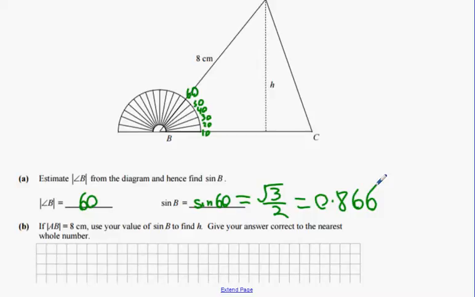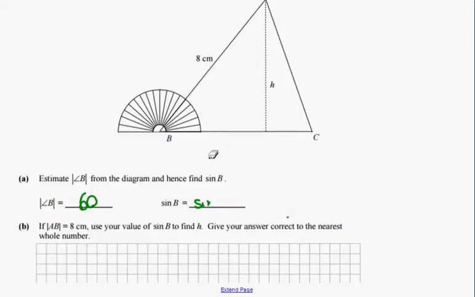Okay. Wait, how is it 10 at the start? Is it 50? Oh, sorry, 0. Sorry guys, I'm wrong. I'm on an absolute roll here. 0, 10, 20, 30, 40 and 50. My fault. What's sine 50, guys?